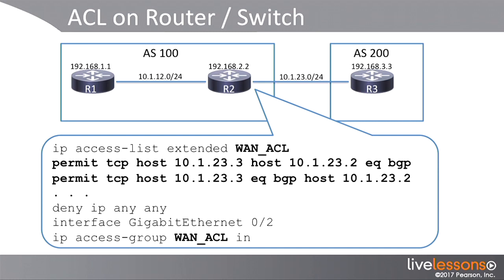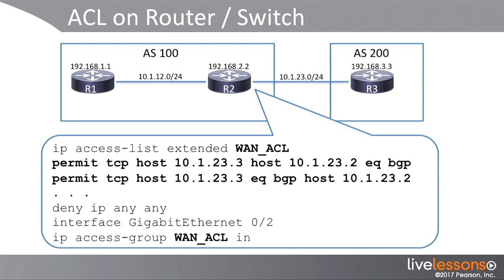You have permit TCP host, the remote peering IP 10.1.23.3, host 10.1.23.2, which is your local interface IP, EQ BGP, which means you are permitting the TCP connection with the port number 179 for BGP, which is on 10.1.23.2. And the second permit statement you have is permit TCP host 10.1.23.3 EQ BGP, host 10.1.23.2.